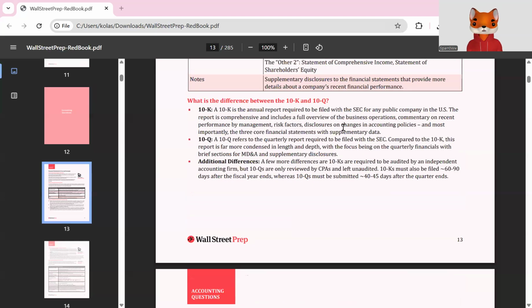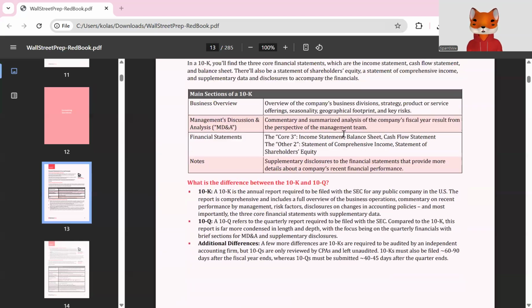So, what is the difference between a 10-K form and a 10-Q form? The 10-K is the annual report that is required to be filed with the SEC for any public company in the US, while the 10-Q refers to the quarterly report that is required to be filed with the SEC. Compared to the 10-K, the 10-Q is far more condensed in length and depth, with focus being on quarterly financials with brief sections for management discussion and analysis and supplementary disclosures.